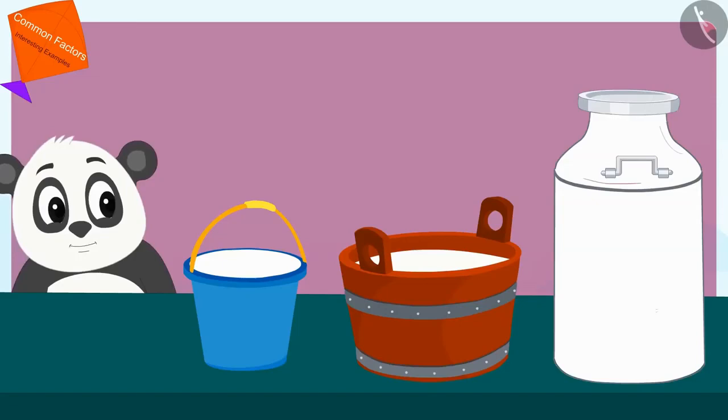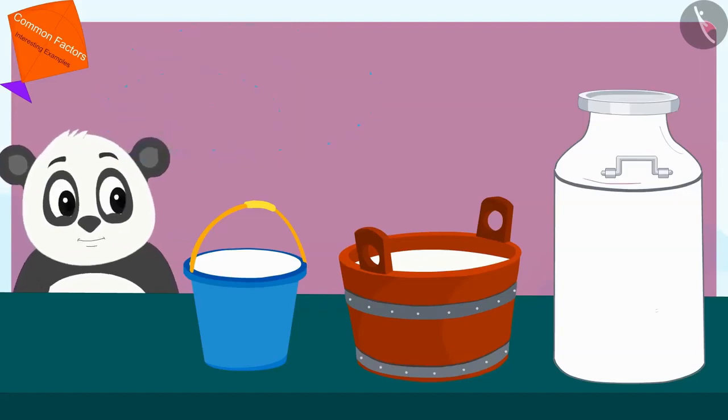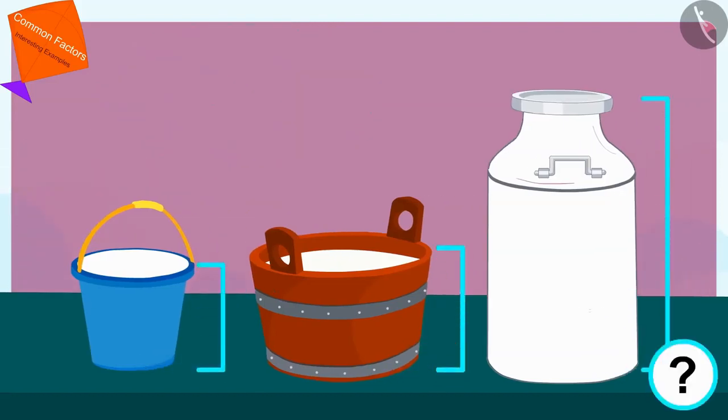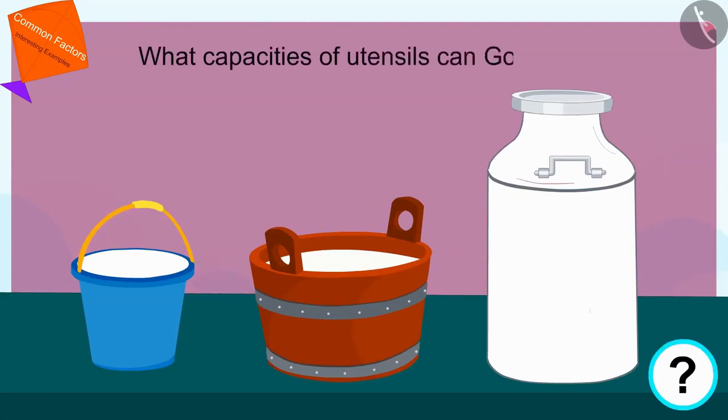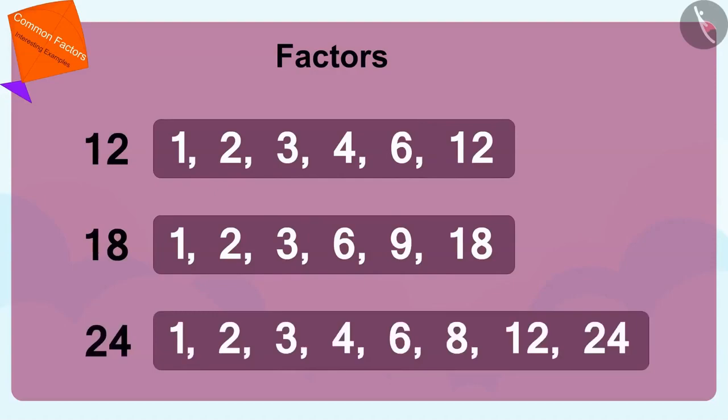Golu is thinking that he will measure the milk of all those utensils using a single vessel. Children, can you tell us what capacities of utensils can Golu use? If you want, you can pause the video and find the answer. First, we will write the factors of 12, 18 and 24.